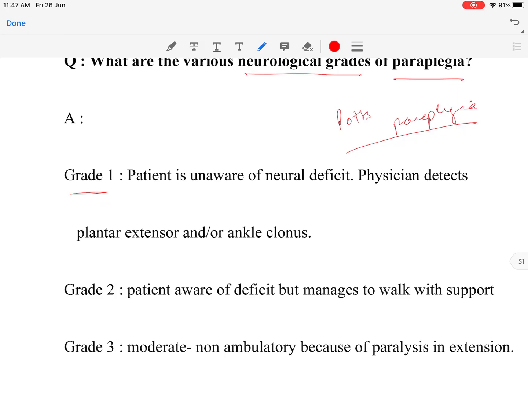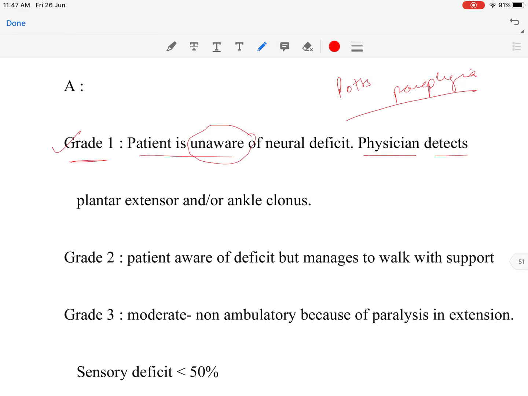So we have classified it into 4 grades. In grade 1 the patient is unaware of the neural deficit and it is the physician who on examination detects the Babinski positive, meaning plantar extensor, and or ankle clonus. Clonus is basically a grade 4 type of reflex. So it is the physician who detects the plantar extensor and the ankle clonus, but the patient is unaware of the neural deficit in this grade. It is known as grade 1 of the paraplegia.